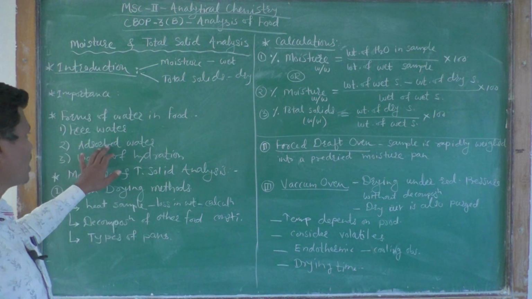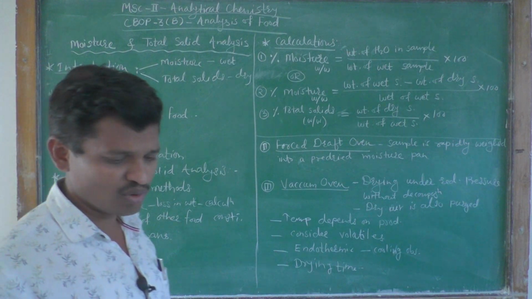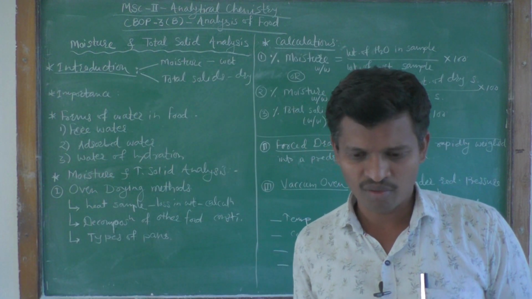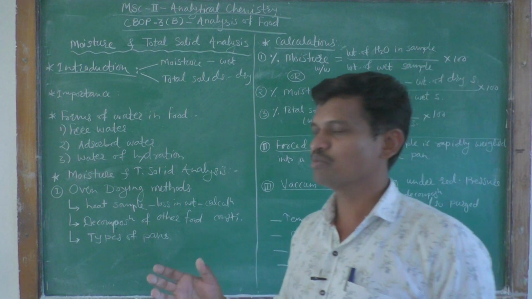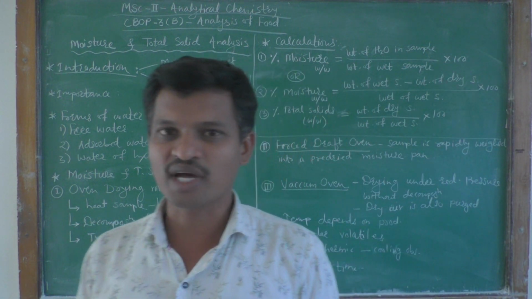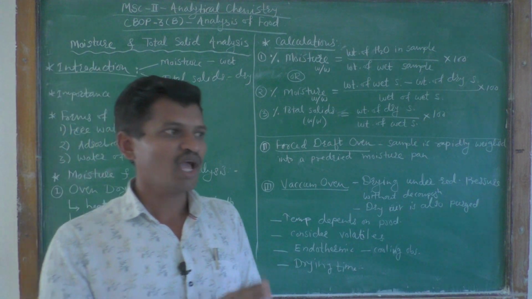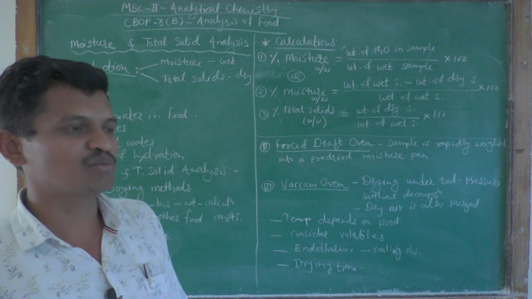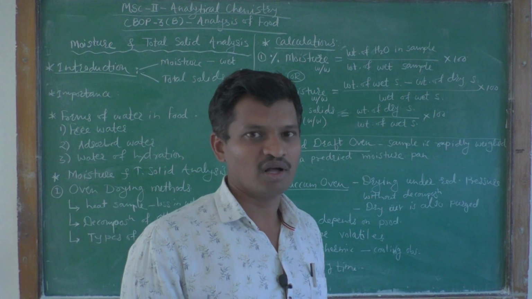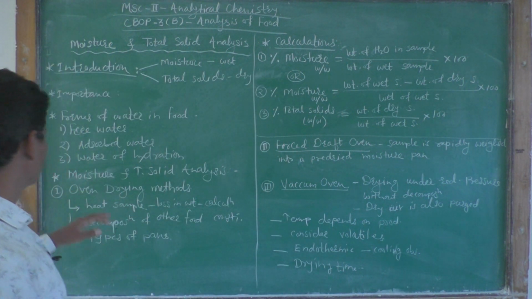Then the second one is adsorbed water. The second type of water present in food products is called adsorbed water. Adsorbed water means these water molecules get adsorbed or occluded on the surface of the food material or on the surface of protoplasm or protein part in the food products.